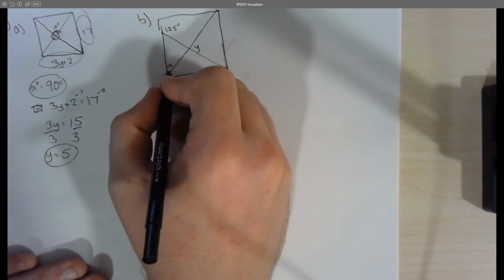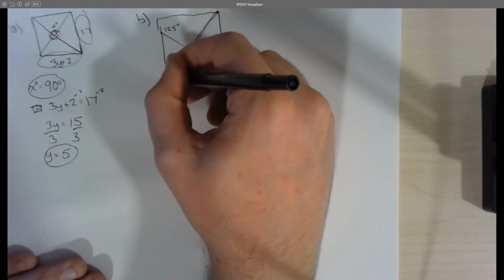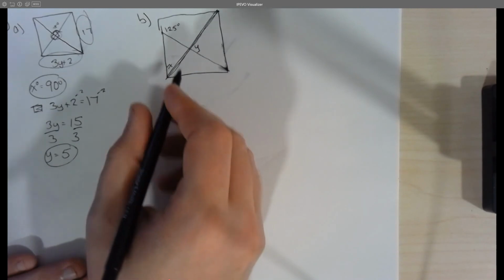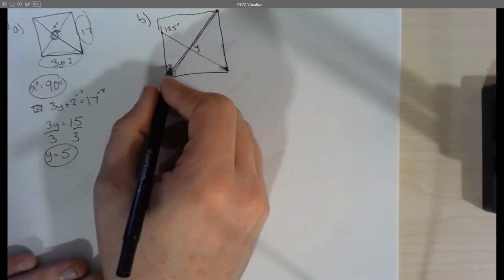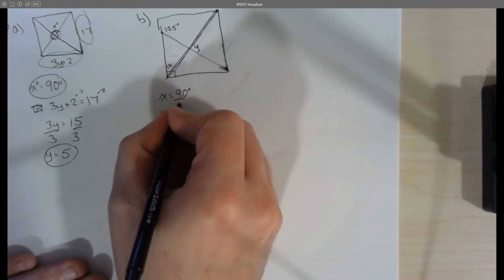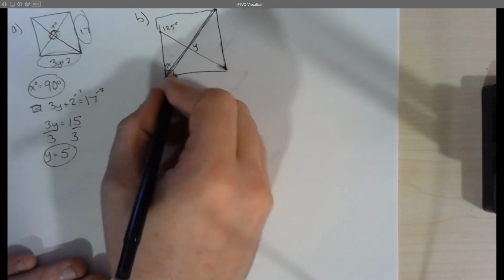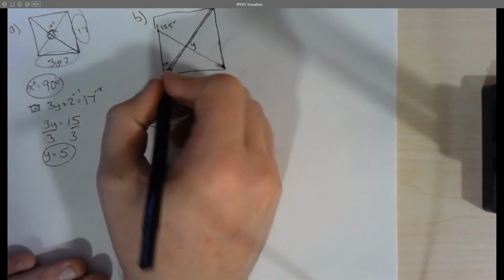So for this x, let's just ignore the 125 for now. We have a line going straight from corner to corner in a square. So what that would mean is that this is 90 degrees. X splits that exactly in half. So x equals that 90 degrees divided by 2, because I have two sides to this, or 45 degrees. So that's our first bit.